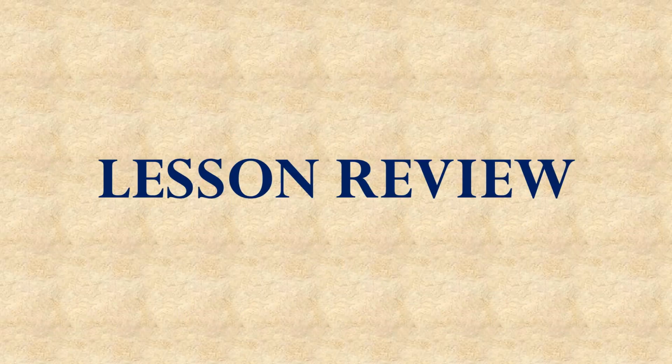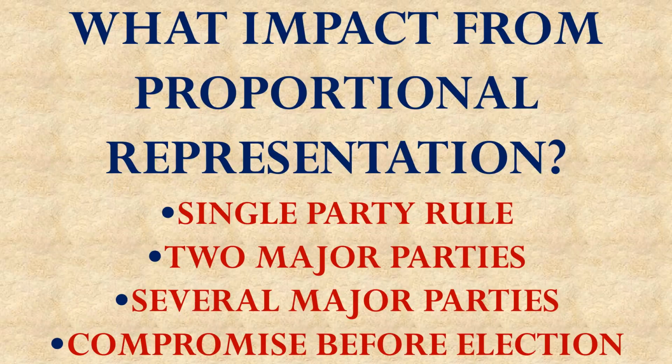So now let's review what you learned in this lesson. What is the impact from proportional representation? Is it that we have single party rule, or two major parties, or several major parties, or a compromise before every election? The thing that you really get from proportional representation is that you have several major parties. And the compromise between those parties actually takes place after the election usually.